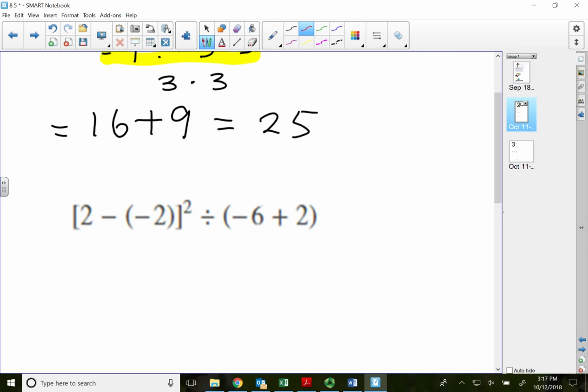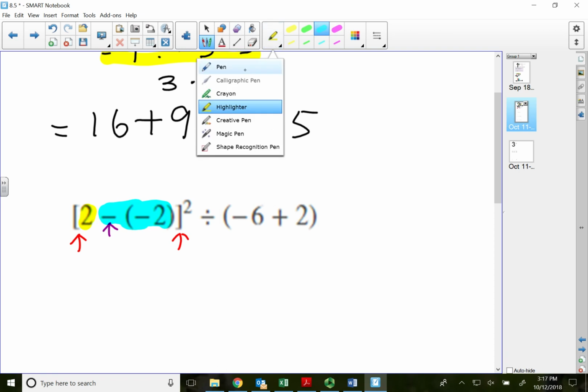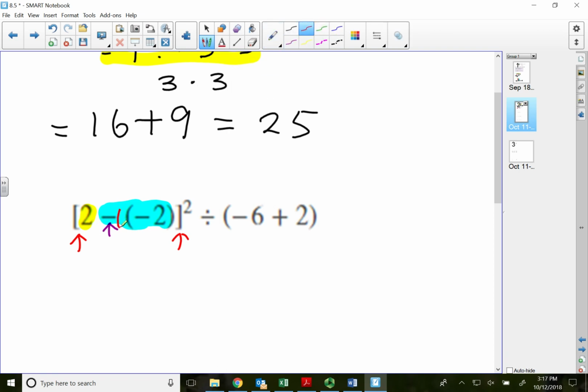So if we look within the bracket, there is a subtraction sign inside the bracket that's outside the parentheses to separate between two terms. So my first term inside the bracket is 2. My second term is behind the subtraction sign, which is going to be negative 2. But the subtraction sign goes with the term that follows. So my second term is actually negative 1 times negative 2. Remember now, the square is on the outside. So the bracket is still there, the square still on the outside.